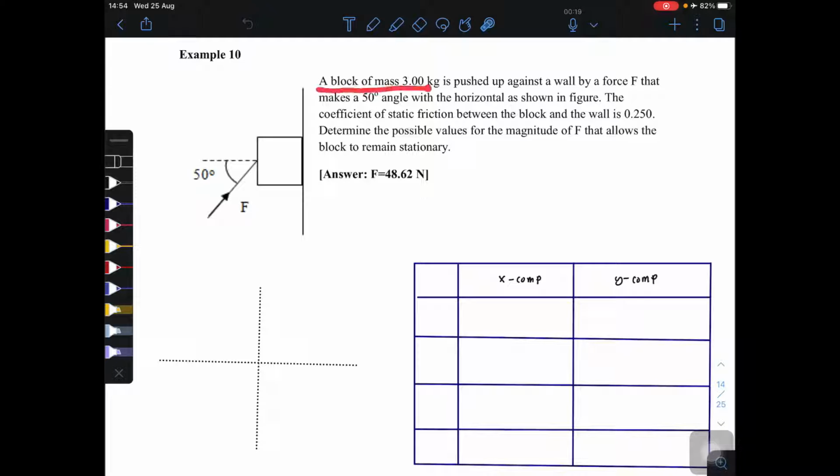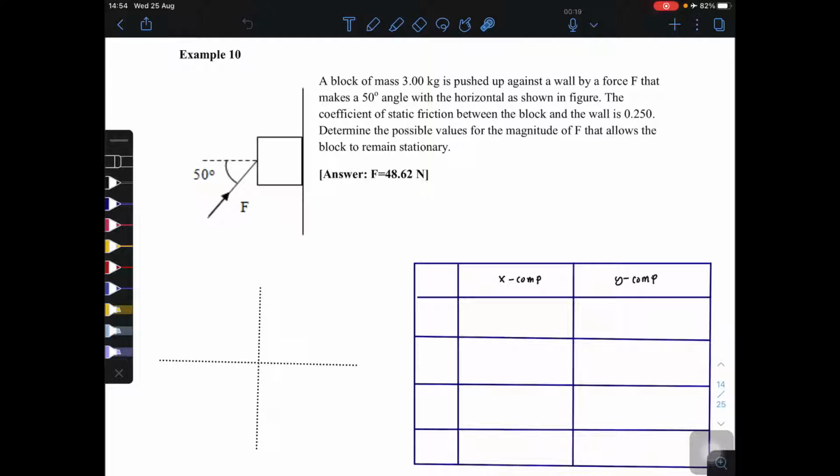A block of mass 3 kg is pushed up against a wall by a force F that makes an angle of 50 degrees with the horizontal as shown in the figure. The coefficient of static friction between the block and the wall is 0.250. Determine the possible values for the magnitude of F that allows the block to remain stationary.